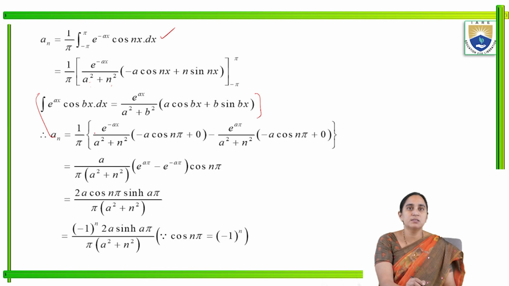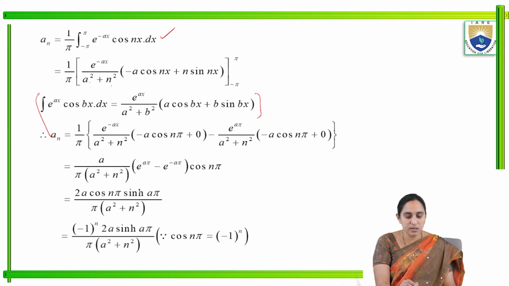From that, a_n is equal to 1 by pi into e power minus ax by a square plus n square into minus a cos n pi, plus 0, minus e power a pi by pi into a square plus n square into minus a cos n pi. After substituting the limits, okay. This is after substituting the limits.